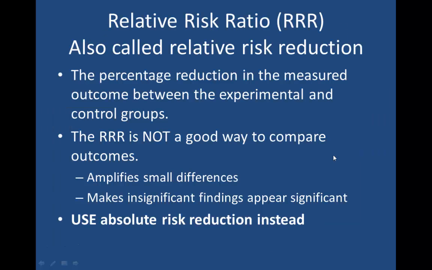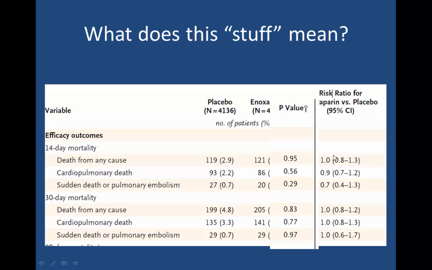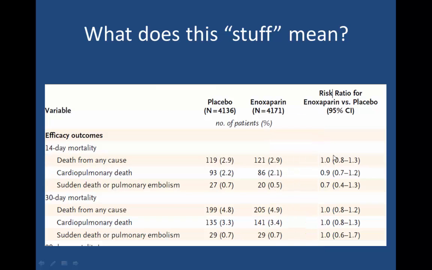So the correct interpretation of that slide could be that there was no statistical difference between the enoxaparin group and the placebo group for any of the outcomes evaluated. These ones, it's easy to say that. I just say 1, 1, 1, 1. A risk ratio of 1 means there's no effect between the treatment and control group.